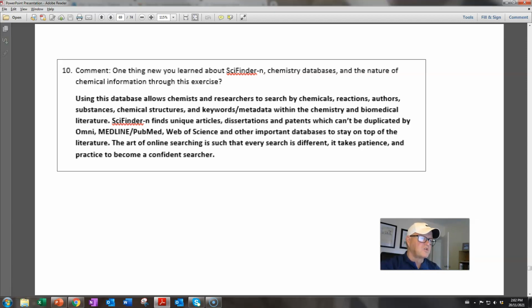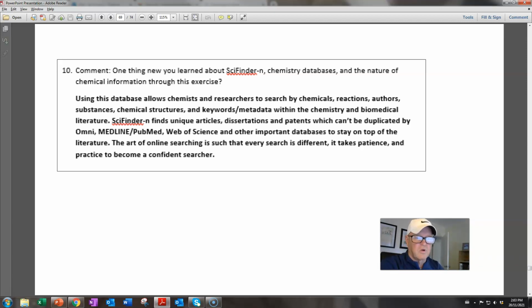To stay on top of the literature, I said the art of online searching is such that every search is different. It takes patience, but it also takes practice to become a confident searcher. Sometimes new people joining research teams, whether you're a bio searcher or health searcher or psychology or whatever field, do the grunt work, and the task at hand is to find research on this particular topic. So you quickly have to get up to scratch on what databases to use, how to use them, how to download and share them, and put them into citation management systems.